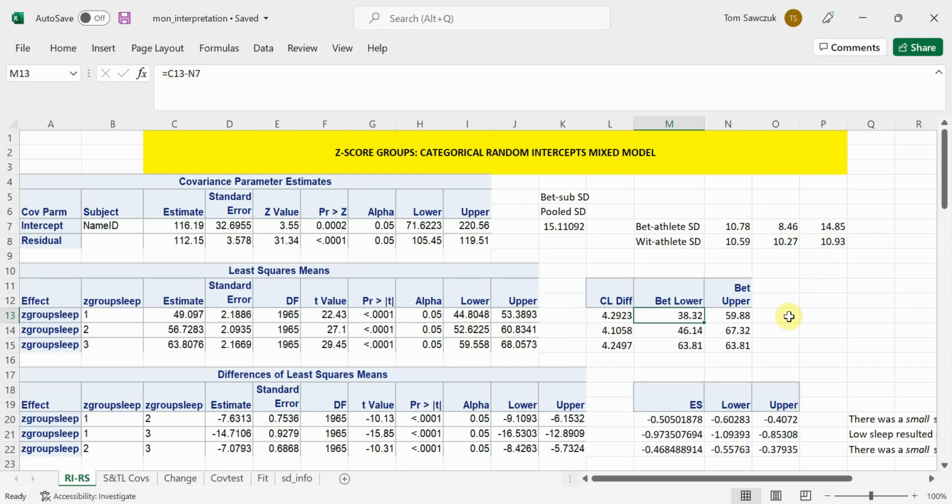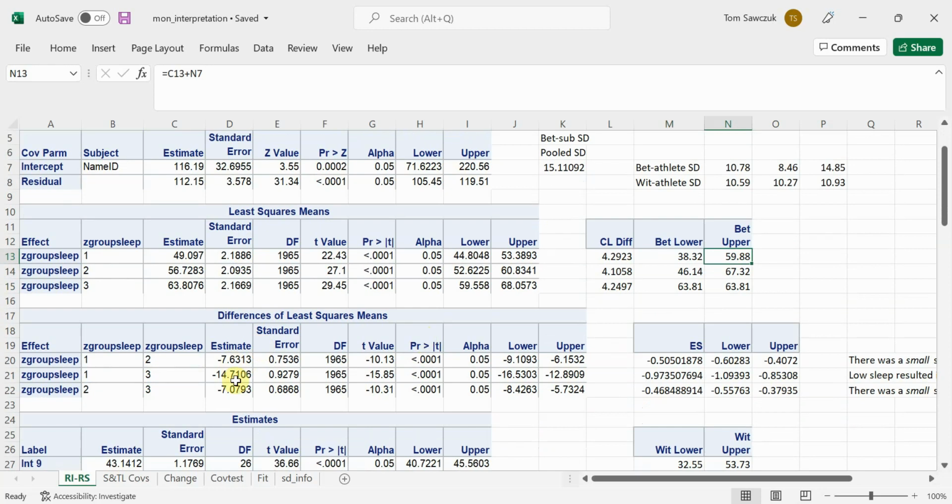I've then calculated the standard deviation below the mean using the between athlete standard deviation estimate, and one standard deviation above. So again, that's just adding from the estimate. And the reason I've done that will become clear soon.